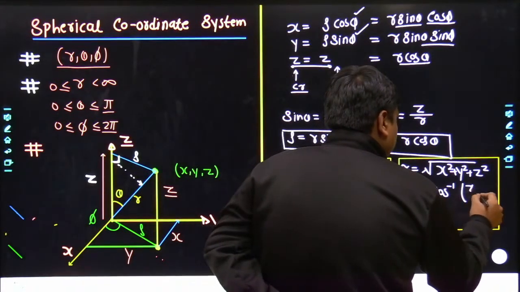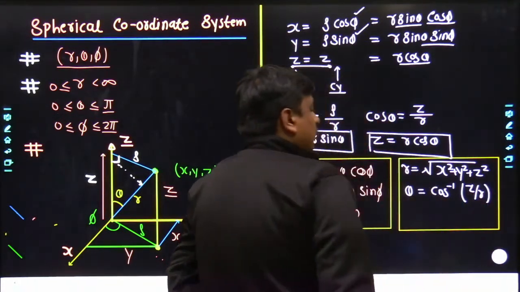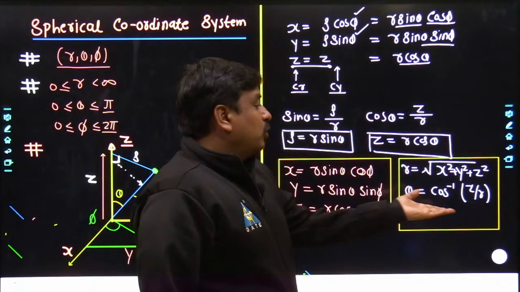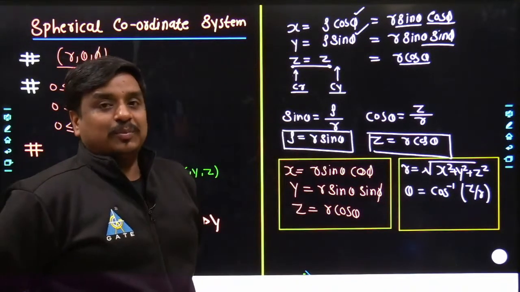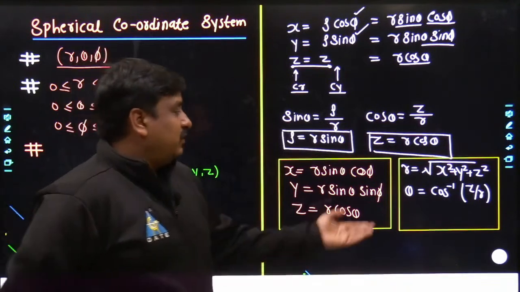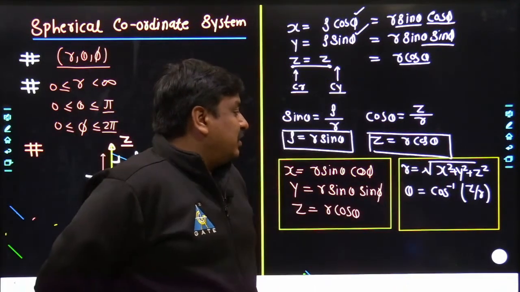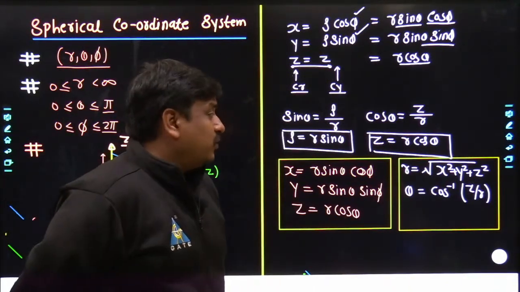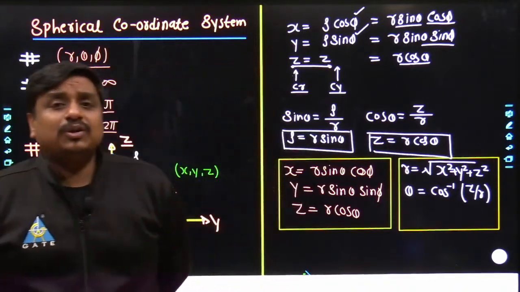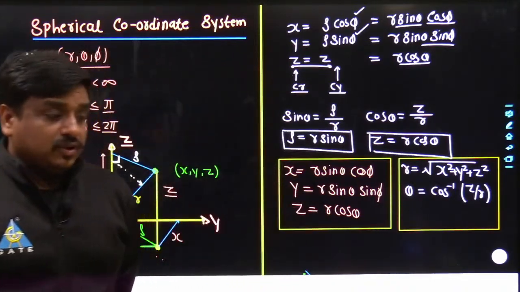Cos inverse of z by r, where the r is already known to me, which is nothing but the root over x square plus y square plus z square. For the sake of completion, even the theta could have been written as cos inverse, within the bracket, z divided by root over x square plus y square plus z square.